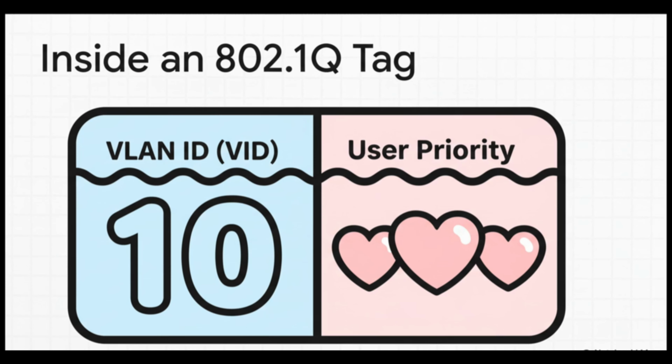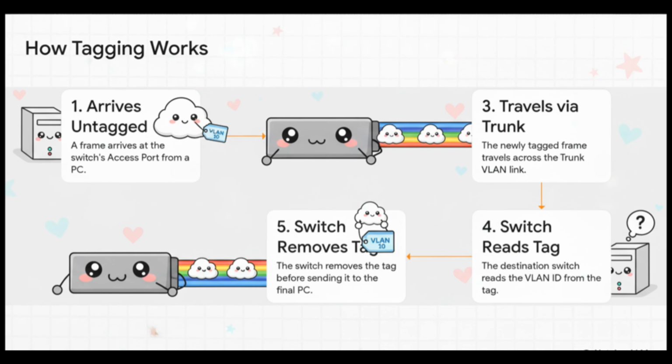So what's actually in this little digital ID badge? Well, two main things. First, and most importantly, is the VLAN ID, or VID. That's the number that says, this data belongs to VLAN 10, or this is for VLAN 20. The second part is a priority code point, which basically tells the network how important this piece of data is. It's how the network can prioritize something like a live video call over a simple file download. Pretty cool.